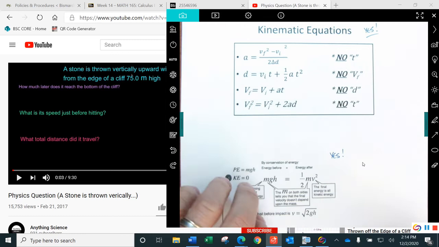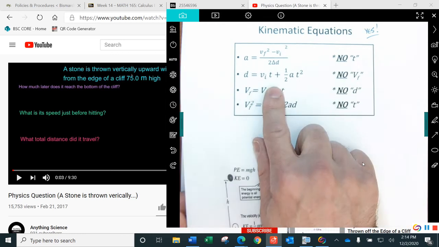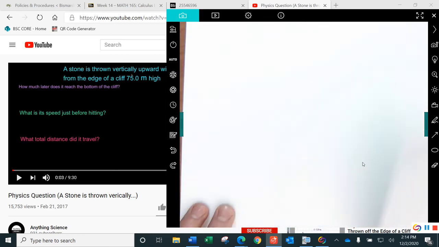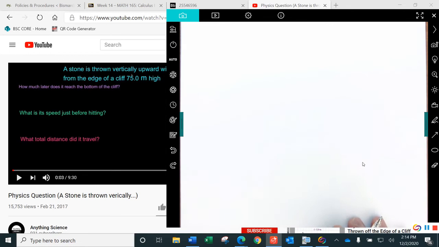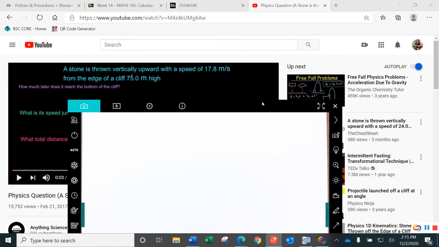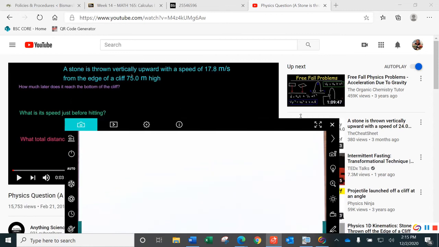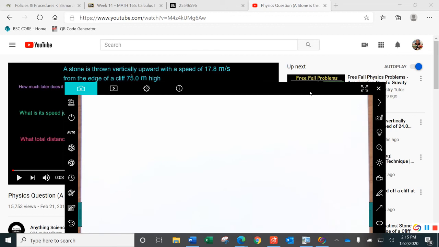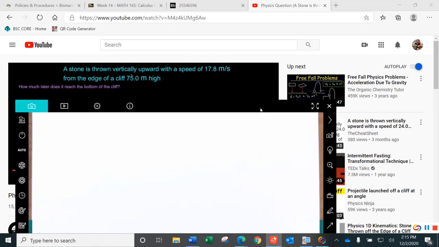So first up, I'm going to set the kinematic equations and our conservation of energy aside. I'm going to answer this question by way of calculus first. So, looking at the problem, we are given, actually let's make this a little bit bigger here. There we go. We're given a stone is thrown vertically and it's thrown upward.